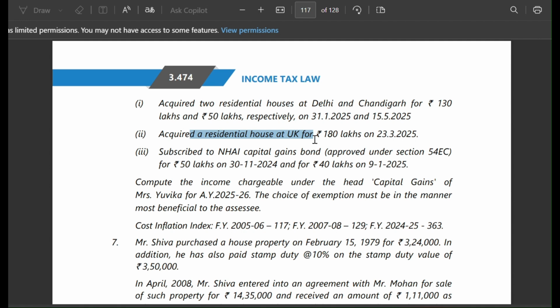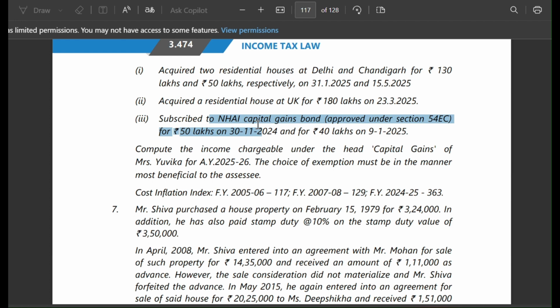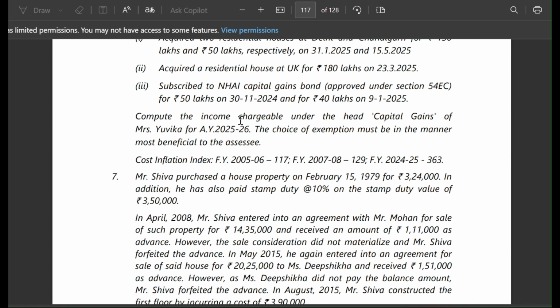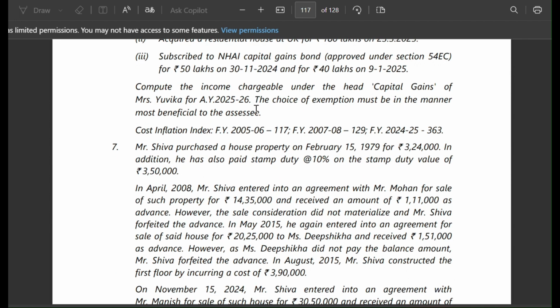And she acquired a residential house in the UK. This is outside India and there is no exemption in this case. The cost of acquisition is 180 lakhs. She also subscribed to NHAI, the National Highway Authority of India bonds approved under section 54EC. The amount is 50 lakhs on 31/11/2024 and 40 lakhs on 9/1/2024. These are within the 6 months period only. So compute the capital gain.